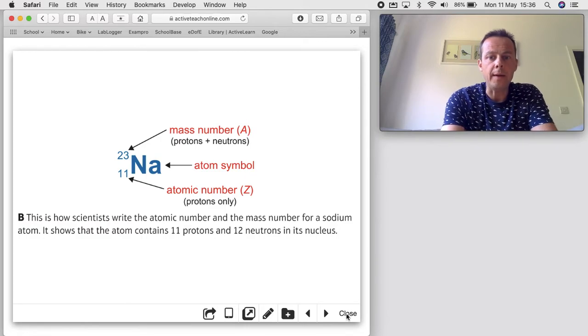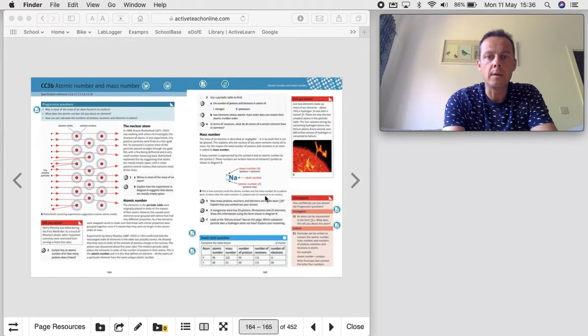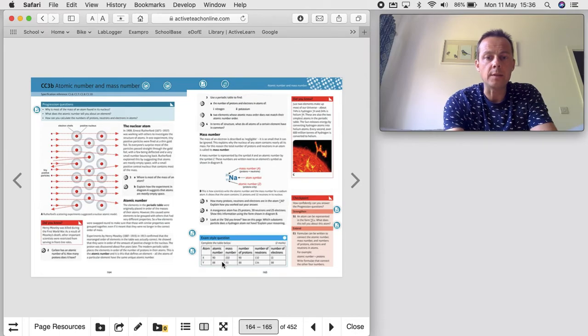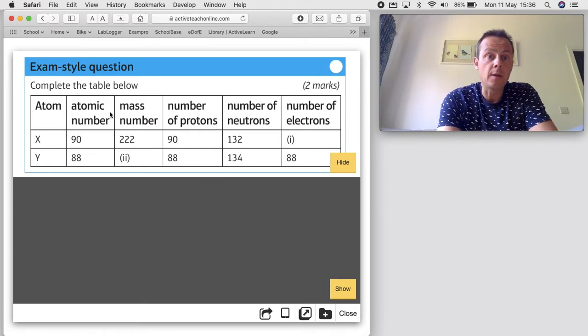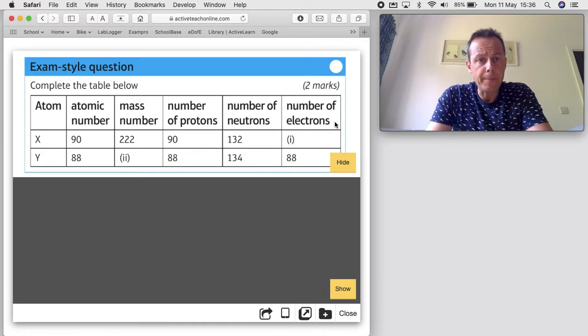Now the way to have a look at that is to try and have a go at one of these styles of questions. And again, we've done lots and lots of these in class. So there are two atoms here, X and Y. We know the atomic number of each one of them, and we know the number of protons. And you'll notice the number of protons is the same as the atomic number. We've got the number of neutrons, and we've got the number of electrons. Now, we need to be able to fill in those gaps. So if you want to spend a couple of minutes, pause the video, have a go at that question, and then we'll have a look through the answers.